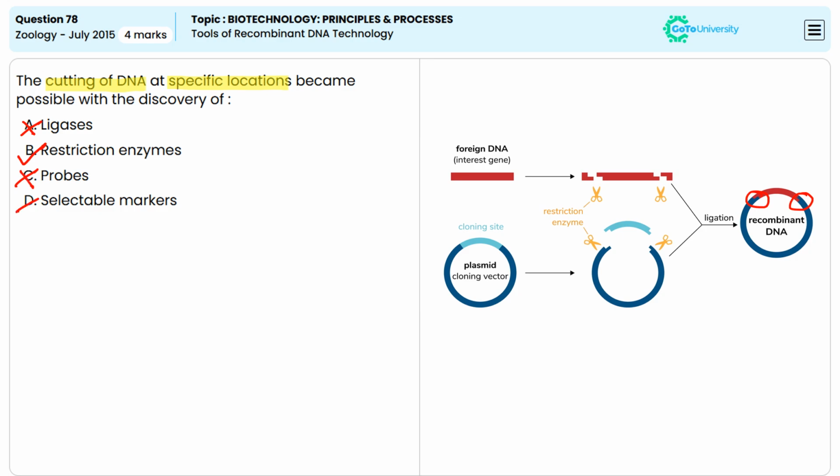Option D, selectable markers. Selectable markers are the genes that are used to identify the cells that have taken up a foreign gene, typically by providing resistance to the antibiotics. So option D is also incorrect. The correct answer is option B.